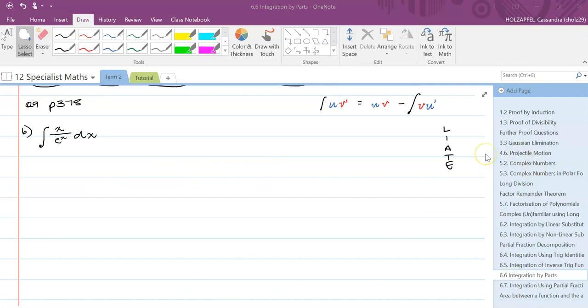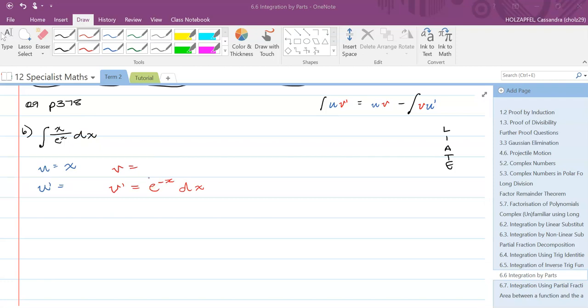And again, we're just going to use our little LIATE acronym here. So first of all, we've got our x term, and x is always going to be algebraic. And then we've got e to the x, which is going to be our exponential term. So therefore, we're going to pick x as our value for u. And then that means 1 over e to the x dx is going to be our value for v prime. Okay, so let's go ahead.